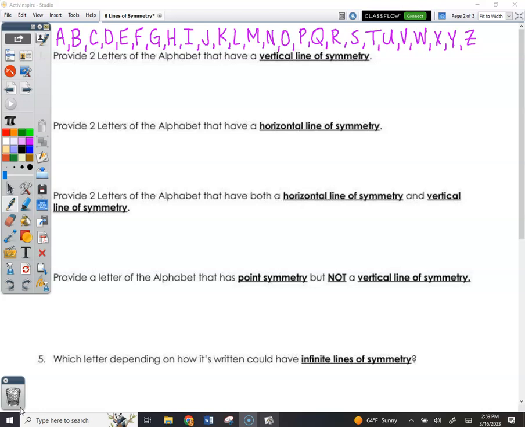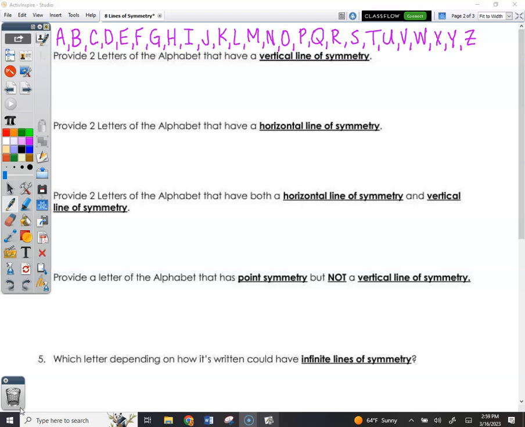Okay. So tell me 2 letters. You should have come up with 2 letters of the 4 that are in both of those previous lists, and that would be H, I, O, or X. We're on number 3. It says provide 2. I said you should have picked 2 letters of the 4 that were in both of those previous lists.